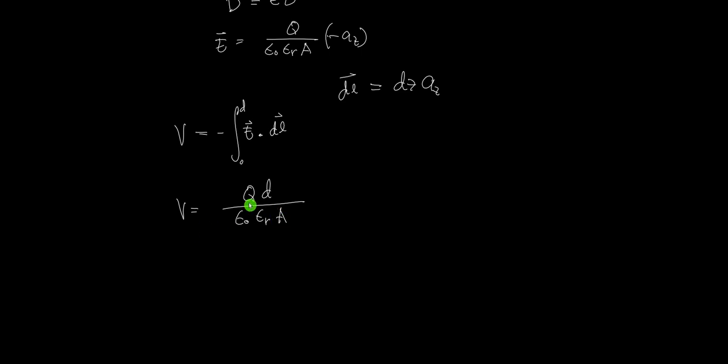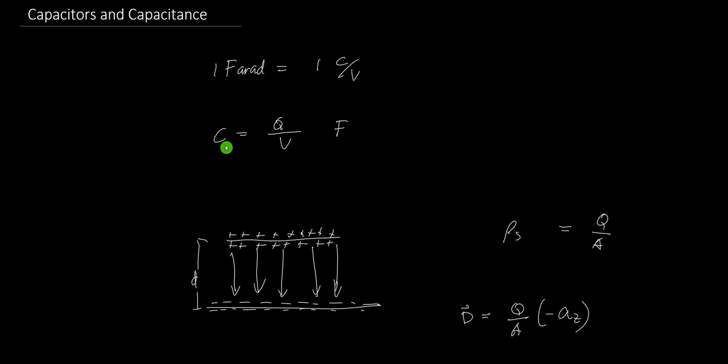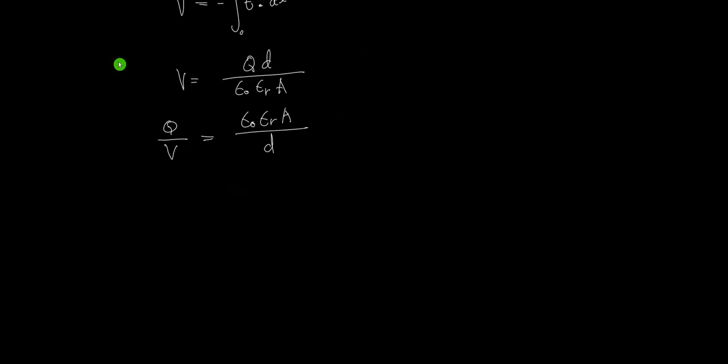And if we rearrange this, I'll divide both sides by V. So if I solve Q all over V, I'll cross multiply. So this will become epsilon naught, epsilon R, A, and this will also go to the denominator. And what is Q over V? That is our capacitance. So we derive the formula of a capacitor: epsilon naught, epsilon R times the area over D. So this is a vital formula for the capacitance.